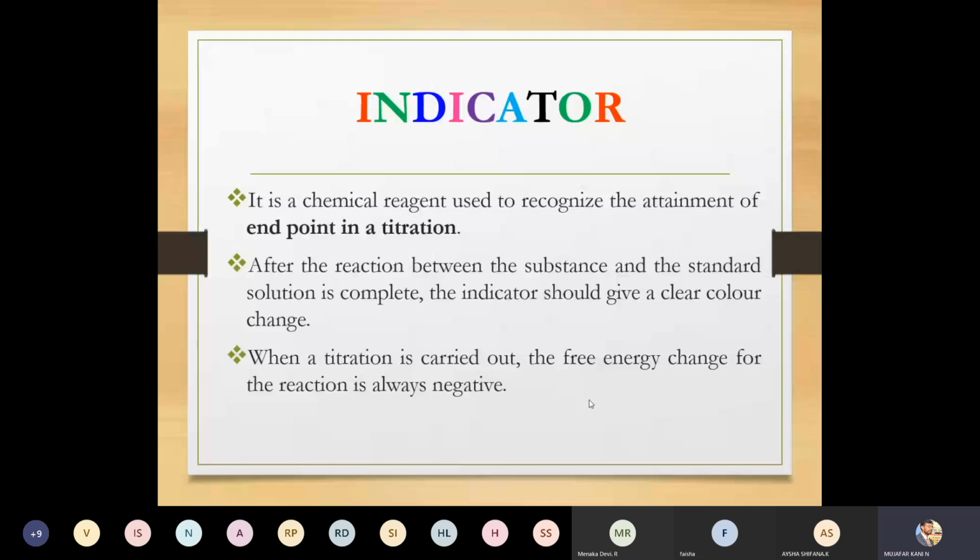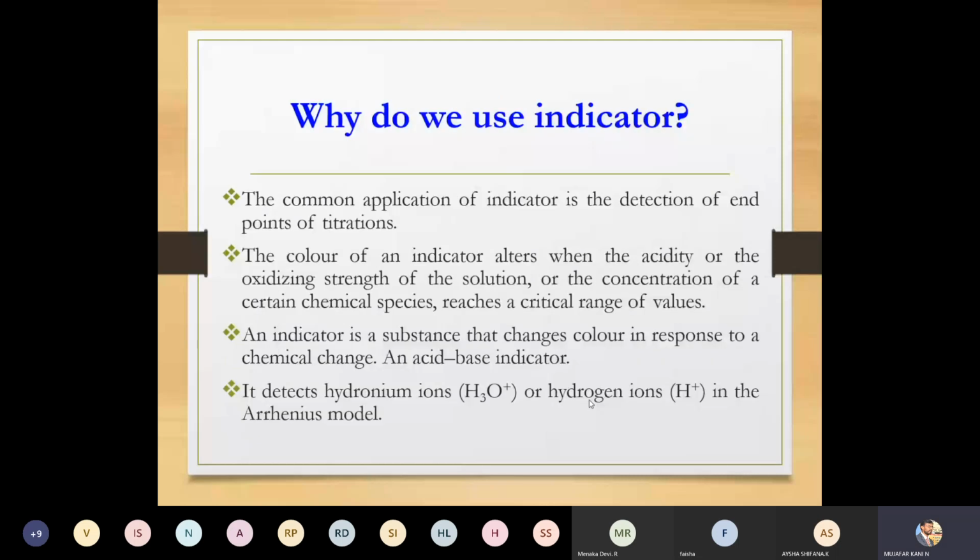Why do we want to use the indicator? What is the role of an indicator? The common application of an indicator is the detection of the endpoint of a titration. We have different types of titrations, like acid-base titration, redox titration, where the oxidation and reduction parts are involved, then complexometric titration, etc.